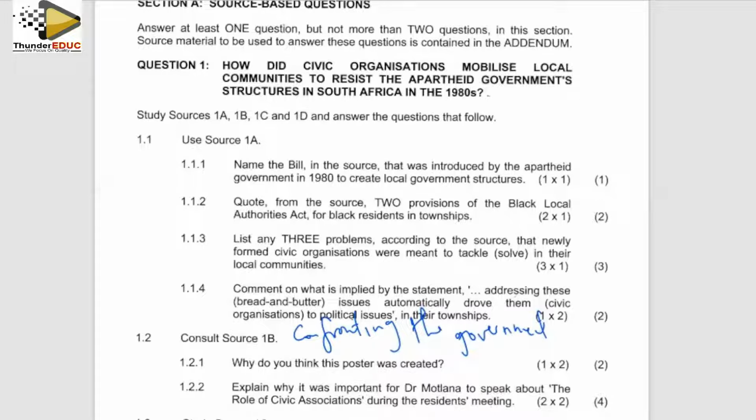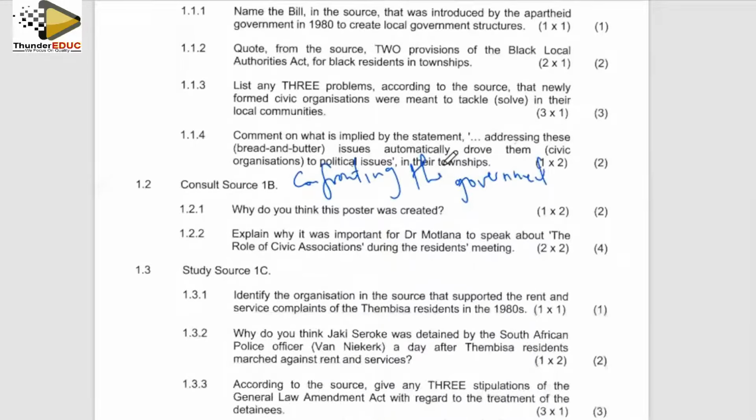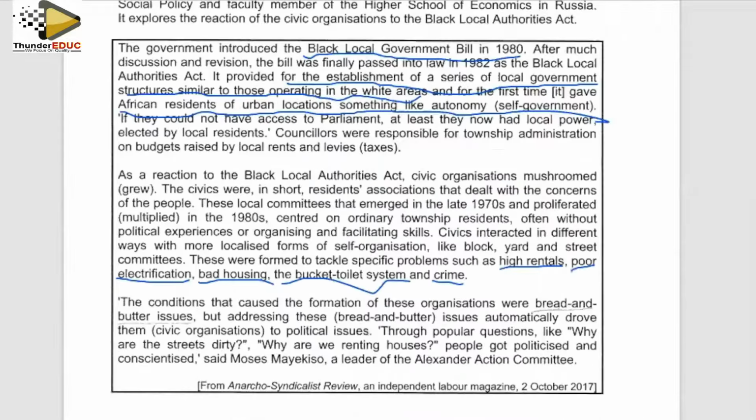If you take it from the perspective of what was happening in the townships during that era of the 1980s, that is the first question, the first part of the question, number 1.1. Let's go to the next source. Source 1B. Why do you think this poster was created? Let's go to the poster.